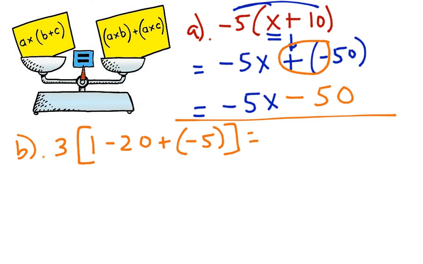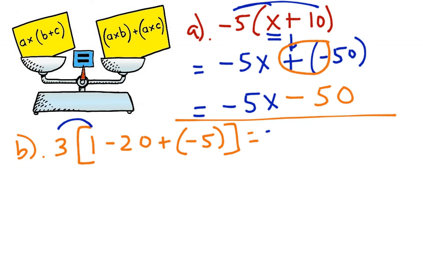Let's do B. Okay, example B looks quite a little bit more difficult. It's got three terms being added together within those brackets. Now I know you could solve that in the brackets and then multiply it by the 3, but we're going to use the distributive property to illustrate how it works. So I'm going to multiply the 3 by each term inside the brackets.